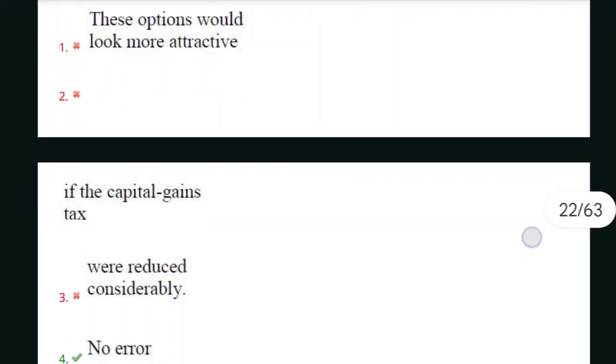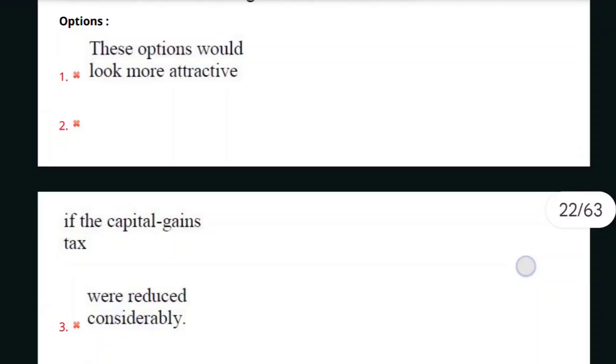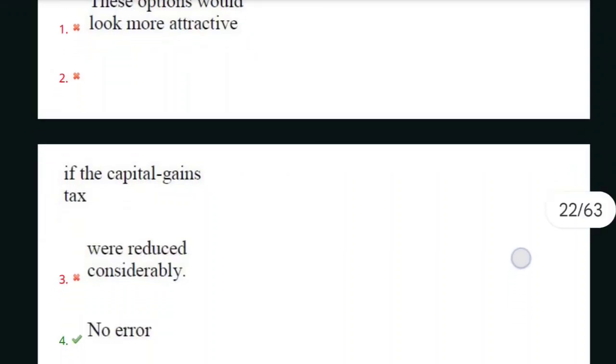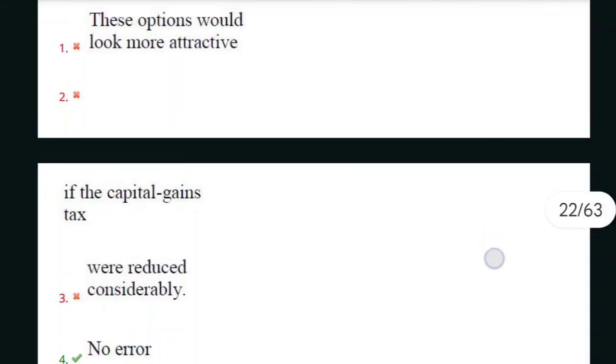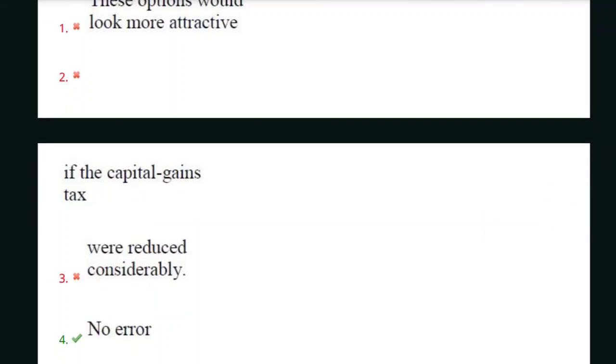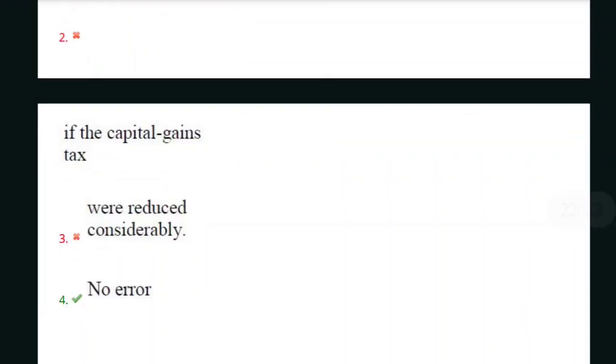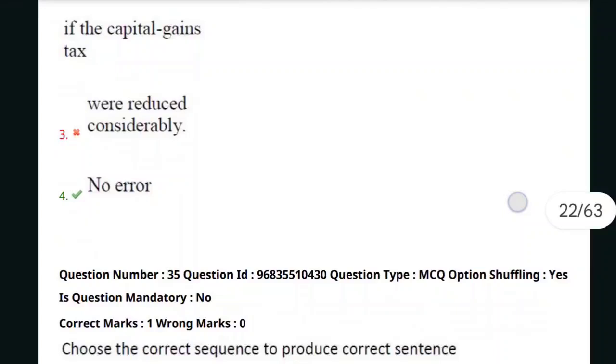These options would look more attractive if the capital gains tax were reduced considerably. Here we cannot find any error, and the correct option here is no error. So no error is the correct option in this sentence.